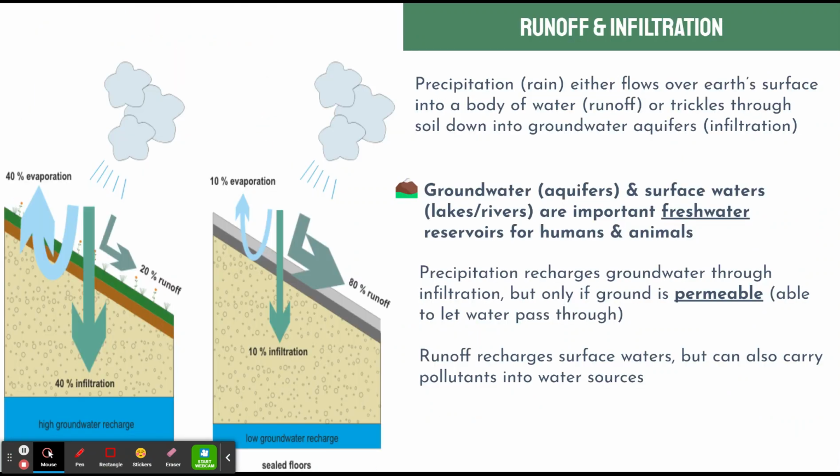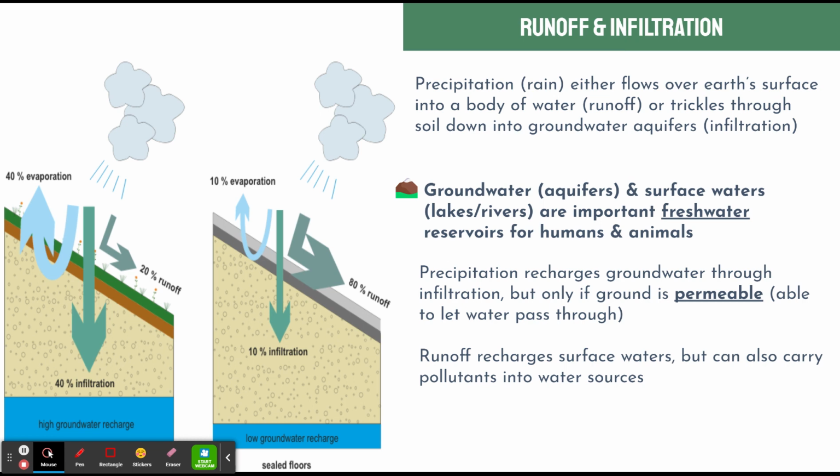So how are humans impacting the water cycle? This is something that we did cover a little bit in our previous unit when I was talking about aquifers, groundwater recharge, and impervious surface. So when it rains, that's precipitation. Water is usually going to flow over Earth's surface into a body of water. This is runoff. Or it trickles down into the soil into a groundwater aquifer.